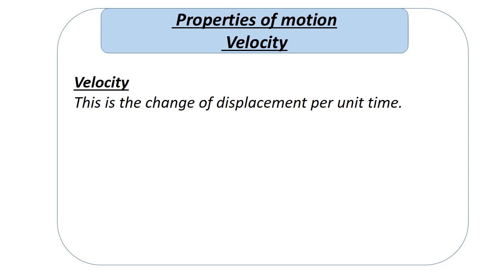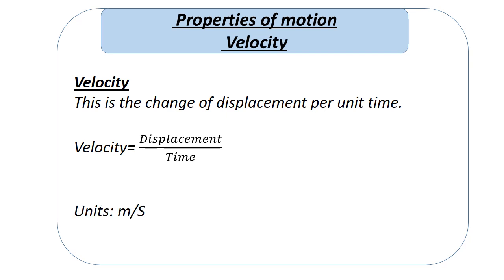From the definition, the formula for velocity is equal to displacement over time. So velocity is just, you get the displacement of a moving particle, you divide it by time. The units for speed are the same as the units for velocity, which are meters per second. Like I stated, velocity is a vector quantity, while speed is a scalar.